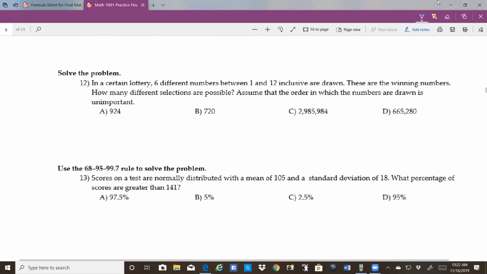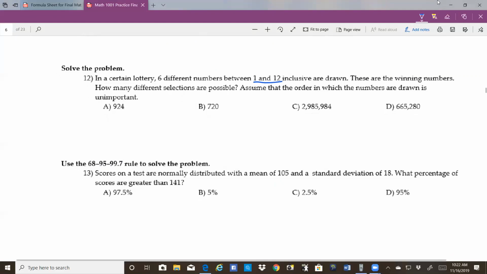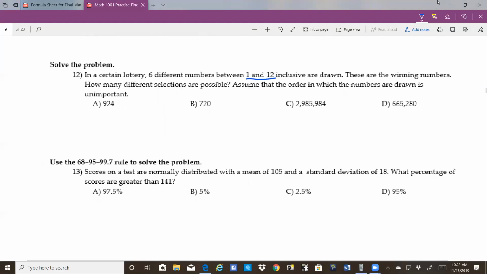In a certain lottery, 6 different numbers between 1 and 12 inclusive are drawn. And these are the winning numbers. How many different selections are possible? Well, that is simply going to be a combination of 12 things taken 6 at a time.